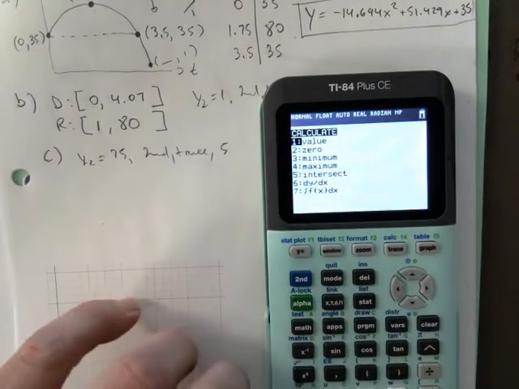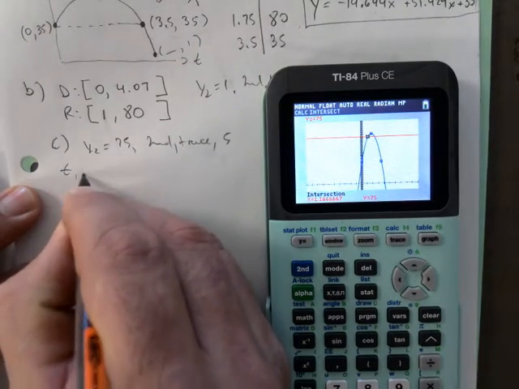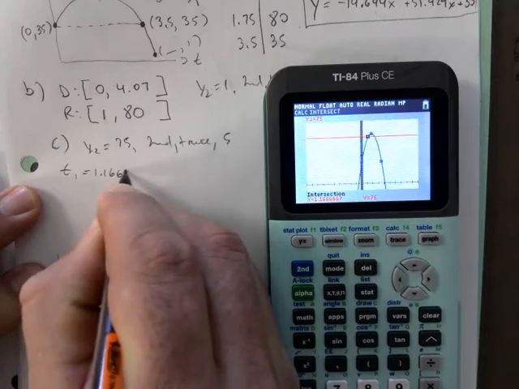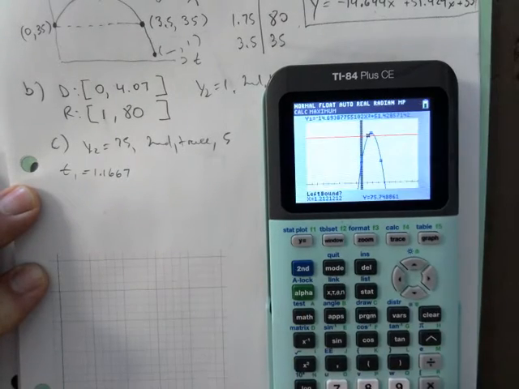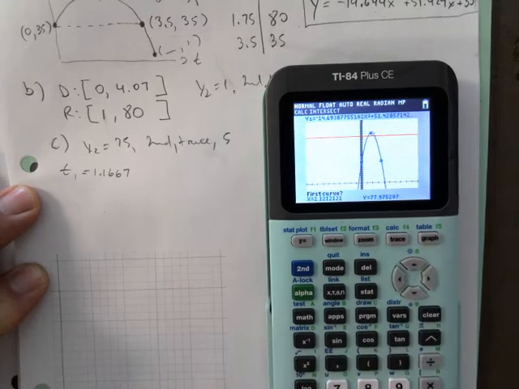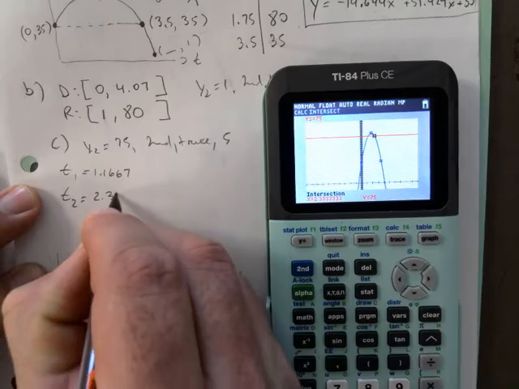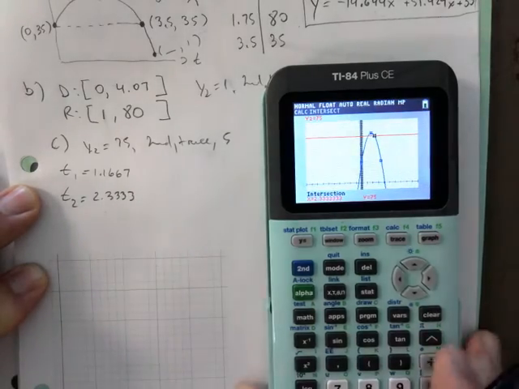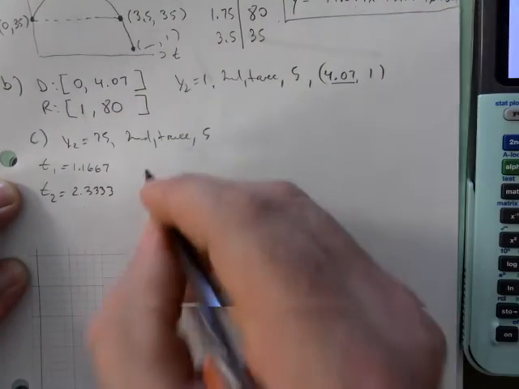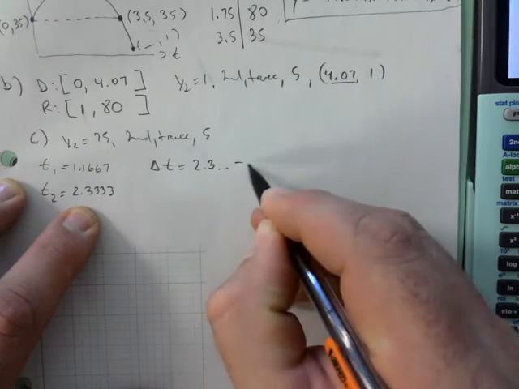So I'm going to go second trace 5. I'm going to find the first intersection. So time 1 is 1.1667. No, second trace 5, sorry. Time 2 is 2.3333, right? So 4 decimals there. And then when it's a parabola, it's just delta time to subtract them, right?